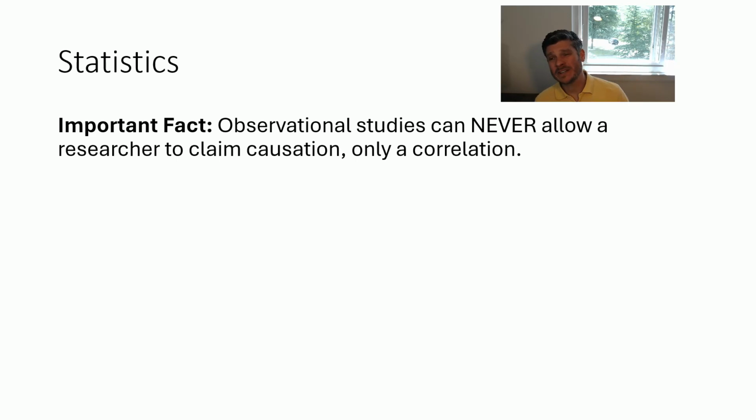But even though observational studies have all these great aspects to them, we need to be very careful, because observational studies can never allow a researcher to claim causation. They can never claim that one thing causes another through an observational study. The only thing they can claim is that there is a correlation or a link between these variables. So again, these variables might be related in some way, but we cannot claim which one causes the other one. We cannot claim a cause and effect through an observational study alone.